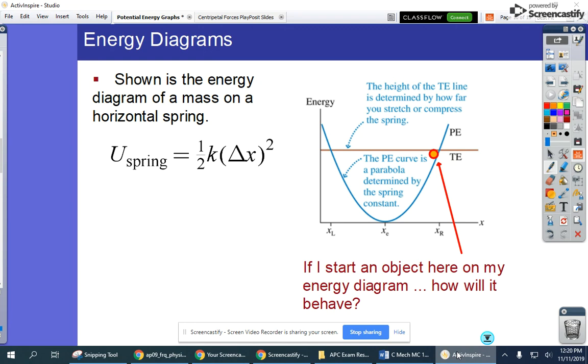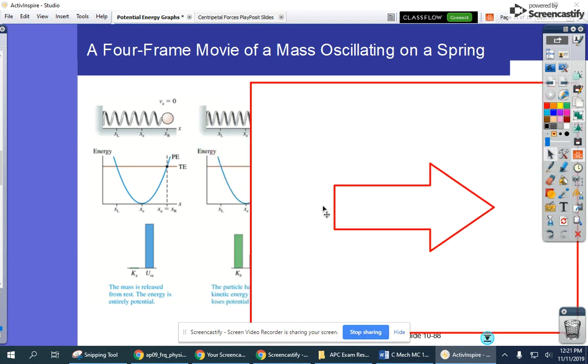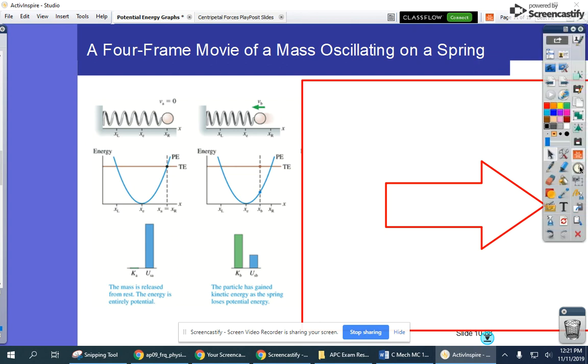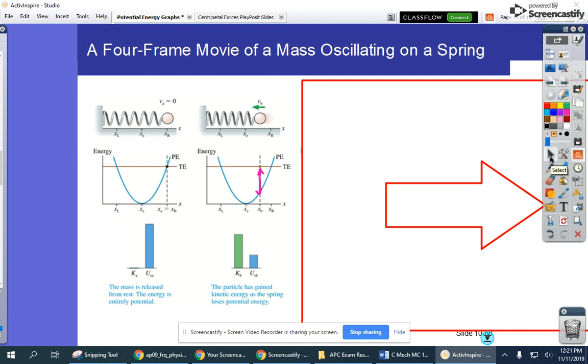If we start an object at one end of a stretched spring, what's going to happen? It's going to be all potential energy. Now, in this case, it's spring potential rather than gravitational potential. As I let it go, that potential energy is going to decrease. It's going to fall down the potential energy hill, and it's going to gain some kinetic energy. And how much kinetic energy is it going to gain? Again, I can read that off from that total energy minus potential energy area.